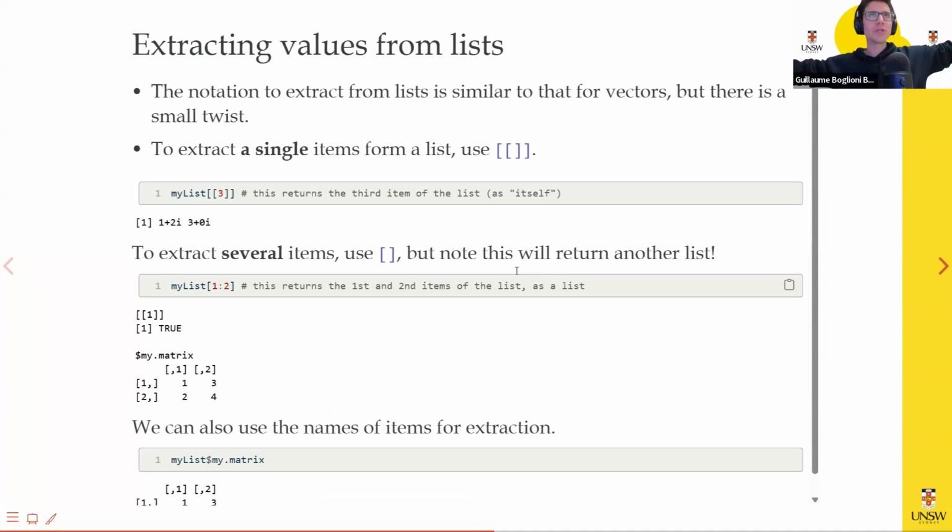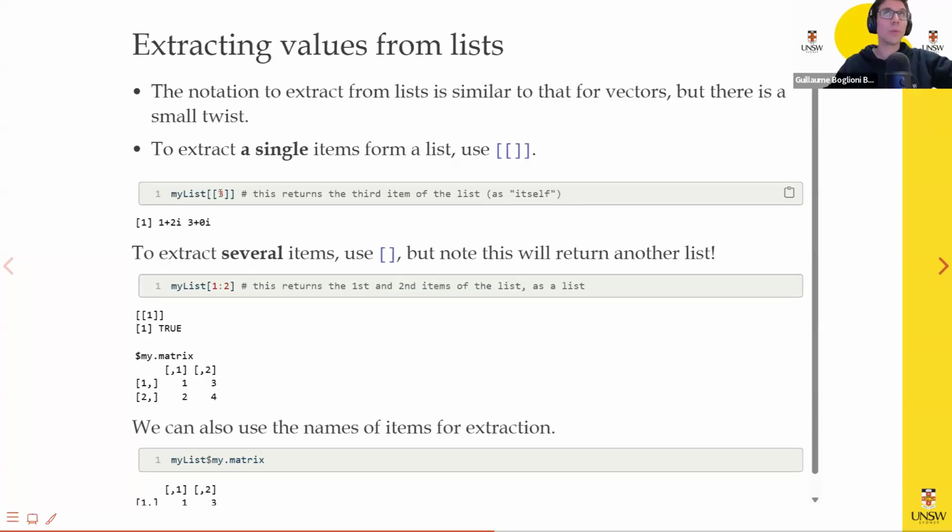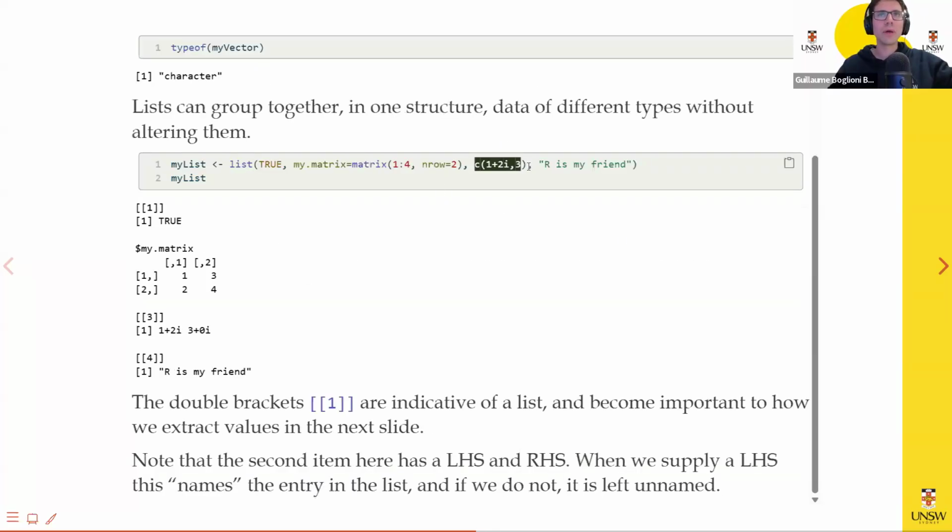Now, let's say you have a list of objects. The notation to extract from this list is similar. There's a bit of a small twist. So to extract a single element, you actually need to use this double bracket thing. You see, double bracket 1 means the first element of the list. So if you want to extract it from the list, you use double bracket whatever element you want. So for example, this command, myList double bracket 3, returns the third element of the list, and it returns it as itself. So for example, the third element was this vector of complex numbers.